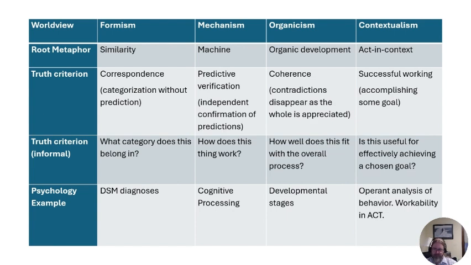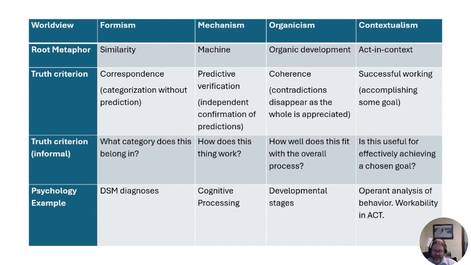And our truth criterion is coherence: understanding the different stages that it goes through, and those inherent contradictions that seem to be there, like, is it dead? Over time, as we come to appreciate the whole process, we see that those contradictions fade away. So informally, our truth criterion there is asking how well what I'm seeing fits with the overall process, or what stage this is part of. I understand what is unfolding here. In psychology, we see examples of this in developmental psychology, where we see the different stages that people might go through over the course of the lifespan.